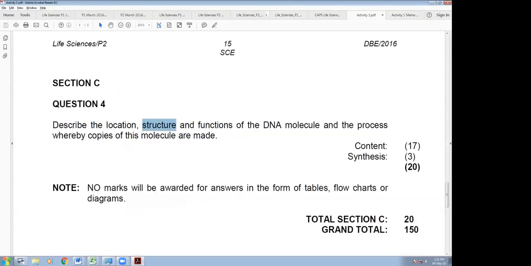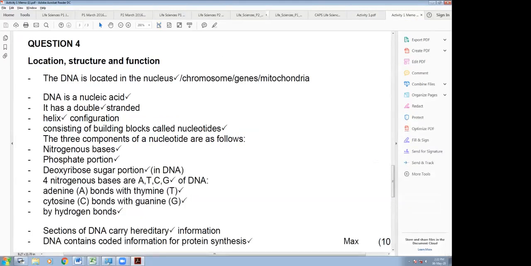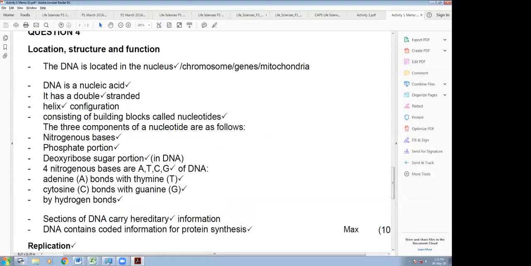So they said the last part was the process whereby copies of this molecule is made. Did they name the process? No. So what is the process whereby copies of the molecule is made? DNA replication. Good, right? DNA replication is the first thing to name it. And we wanted you to then describe it, right? So can you describe this process for us?